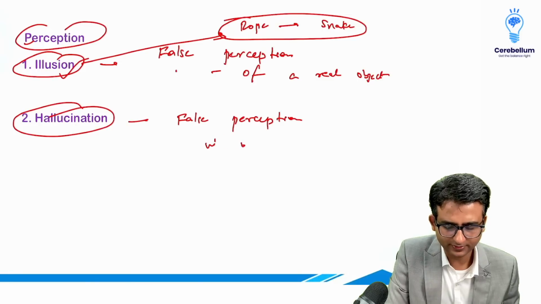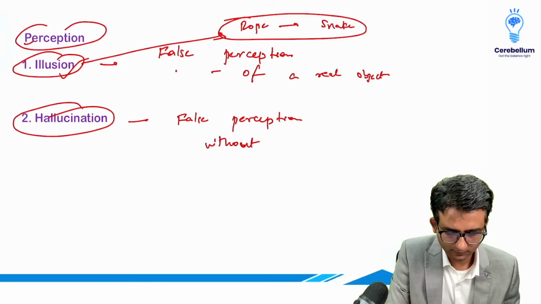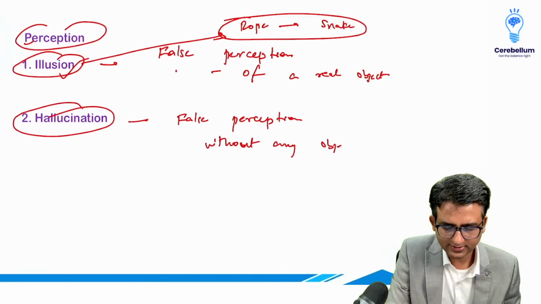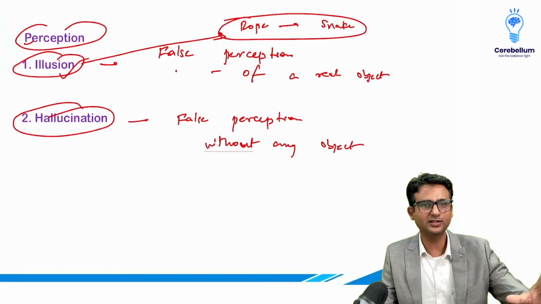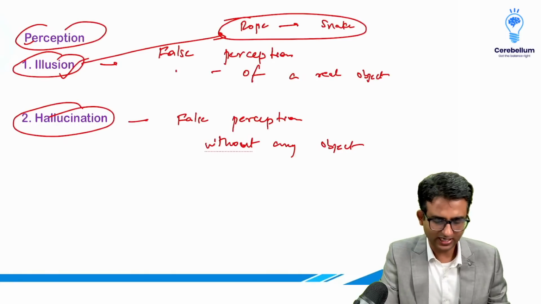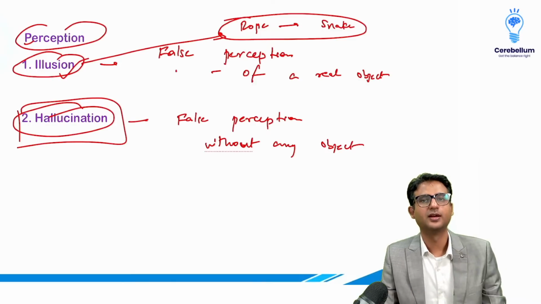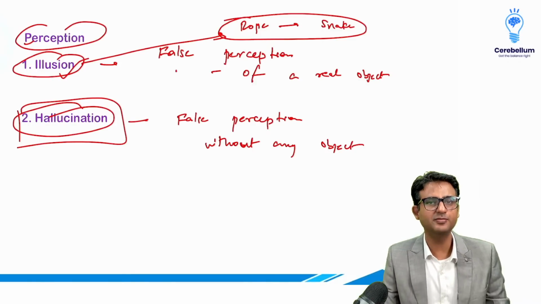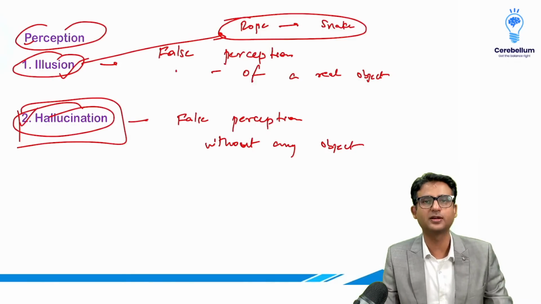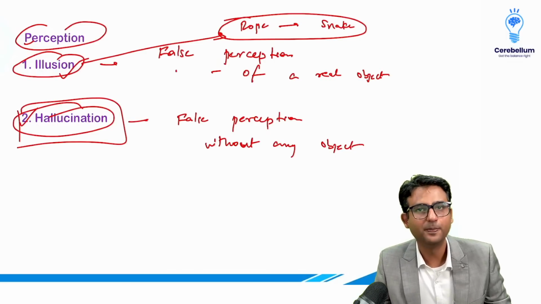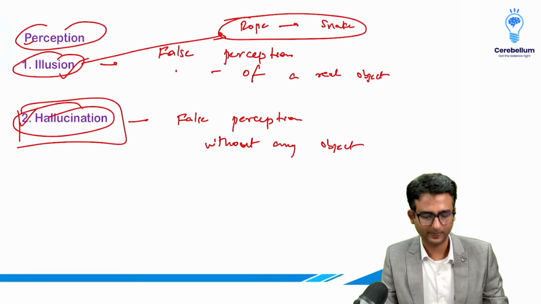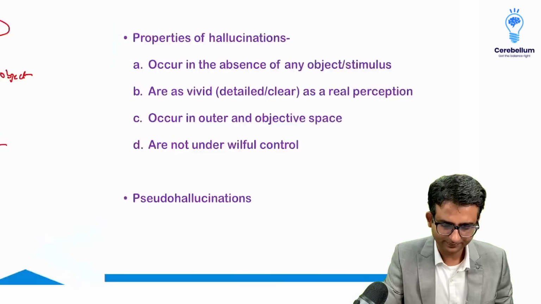Hallucination is false perception without any object. There is nothing, but you still saw something. There is no rope, there is nothing, but you still saw a snake. That becomes a hallucination. Now in our last year FMGE examination, a question was asked from the topic of hallucination, especially the properties of hallucination, right? So let's talk about it.